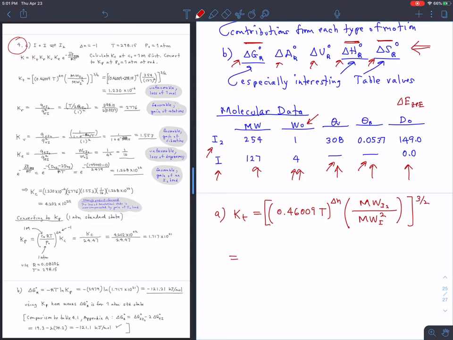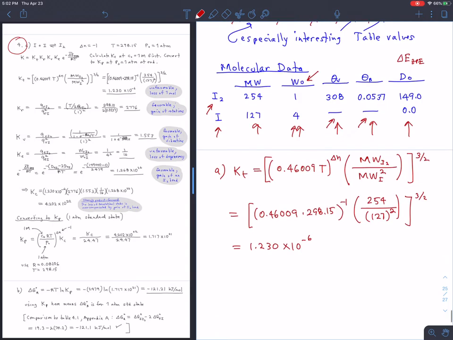So if we plug numbers into that, that's 0.46009 times 298.15. Delta N is -1, so that's to the -1 power. Molecular weight for I2 is 254, and for each of the I's is 127, and that gets squared, and then all of that to the 3/2 power, and that turns out to be 1.230 times 10 to the minus 6.